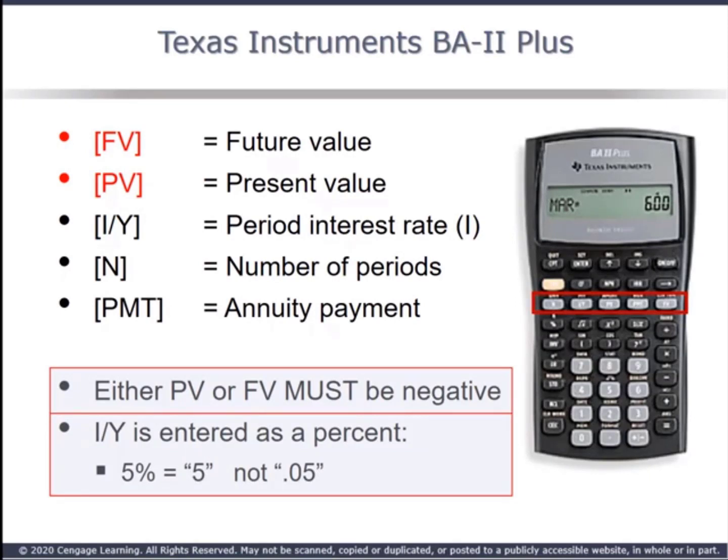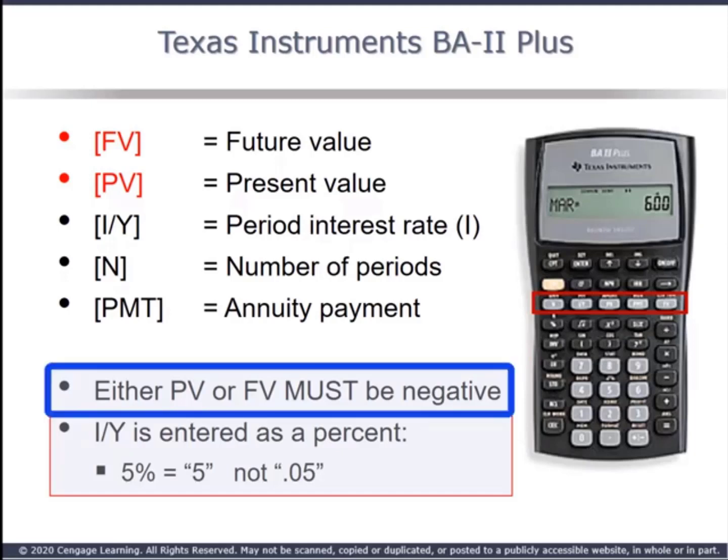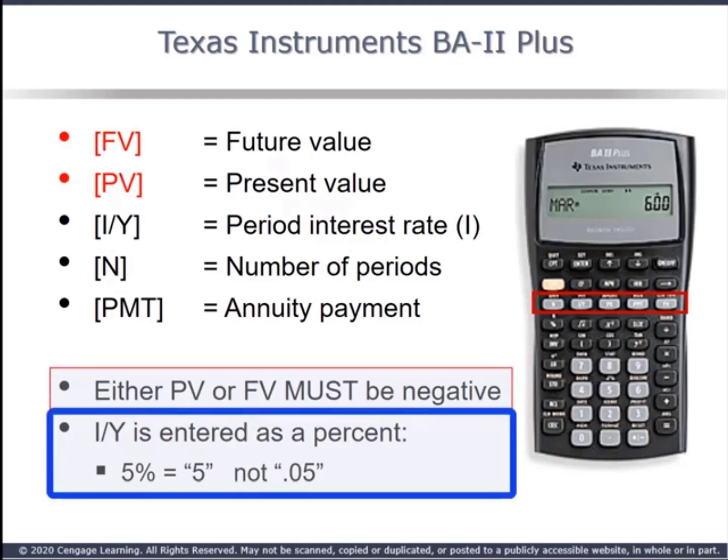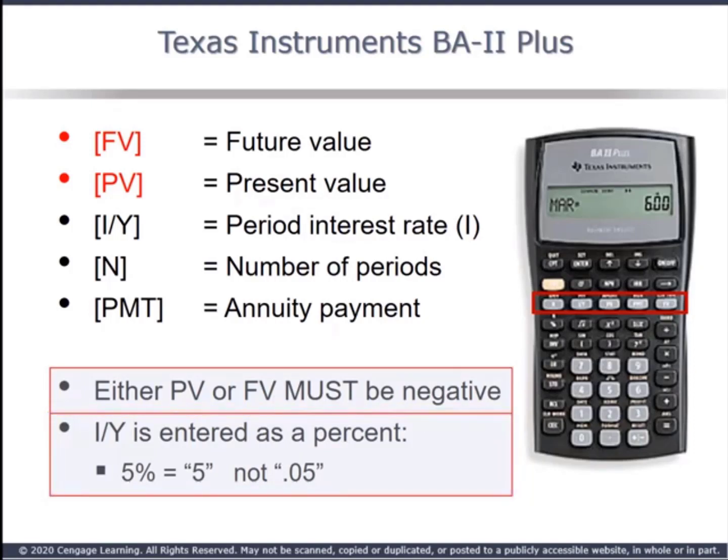TVM is where you begin to really need your financial calculator and Excel, so let's review the calculator basics a bit. This chapter primarily uses the TVM, or the gray keys, in the highlighted row. Remember, either PV or FV must be negative. You can't have income now and in the future. Also recall, interest rates are entered as a whole number, so 5% is 5.